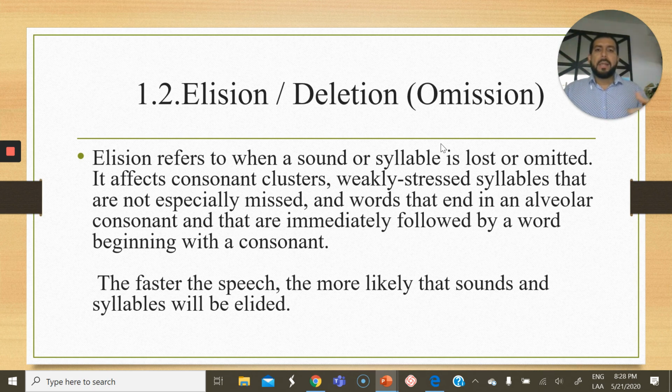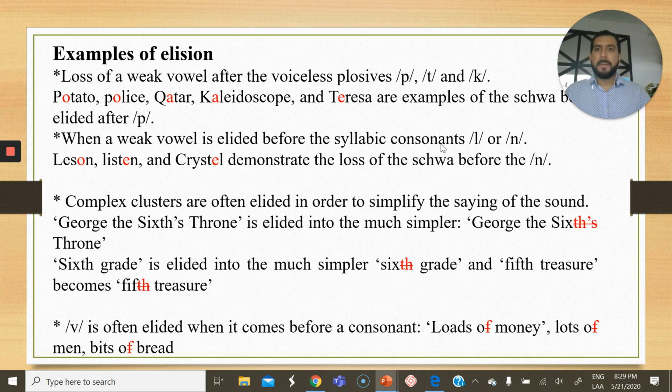It can affect consonant clusters, weakly stressed syllables that are not specially missed, and words that end in an alveolar consonant and that are immediately followed by a word beginning with a consonant. And something you might want to keep in mind is that the faster the speech, the more likely that sounds and syllables will be omitted, right?